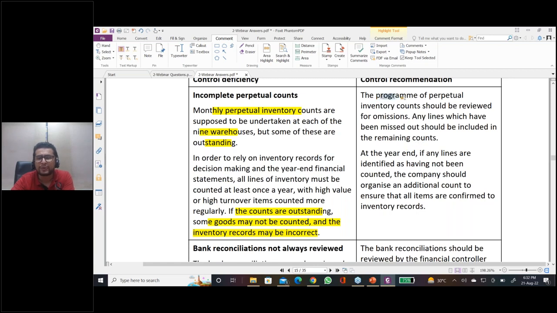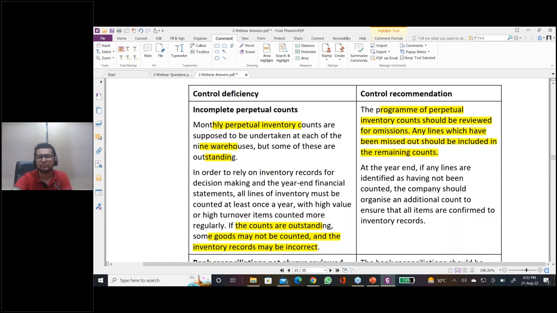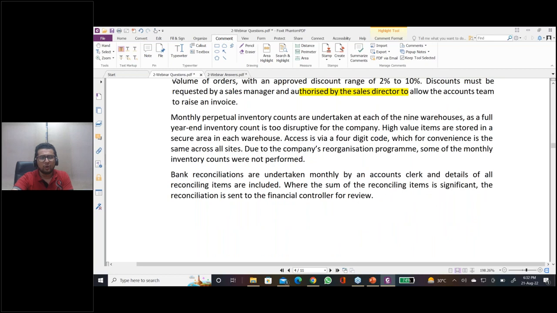The program of perpetual inventory count should be reviewed for omission, and any lines which have been missed out should be included in the remaining counts. We need to catch up. We can't afford to miss out anything. Okay. So there were 2 deficiencies over here. Number 1, 4-digit code, and second, inventory counts were not performed.